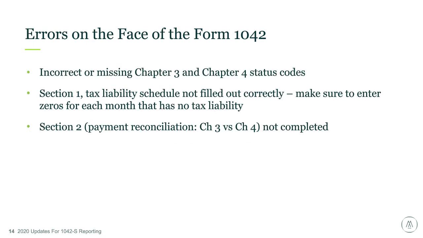So errors on the face of the form that should be something that the IRS can kind of automatically detect, based on new automation that they've set up to review these filings, would be incorrect or missing Chapter 3 and Chapter 4 status codes. We saw initially a lot of people reporting payees as non-participating FFIs. So an NPFFI would be subject to 30% FATCA withholding for many types of payments, but that was like the first box that you could check on the Form W-8BEN-E. So some people still have that kind of old data in their system, and making sure that you don't have that kind of thing.